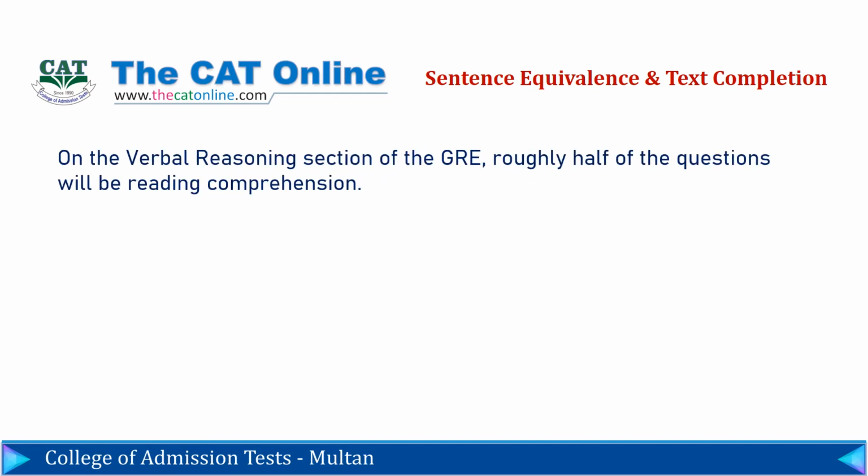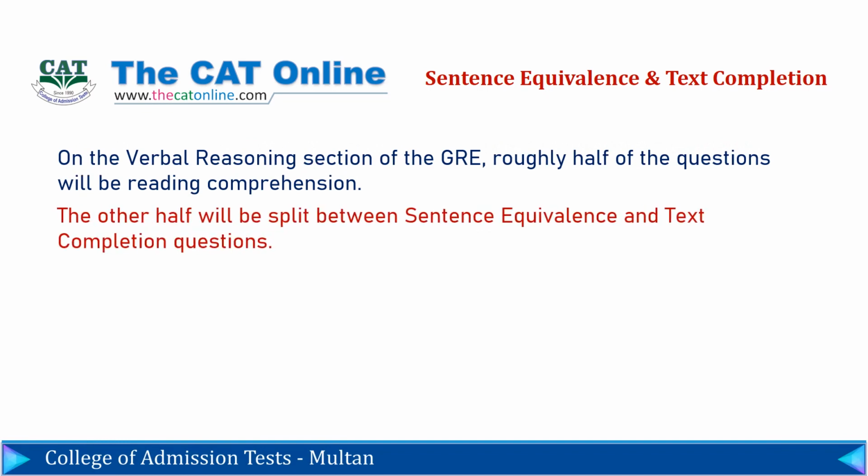On the verbal reasoning section of the GRE revised general test, roughly half of the questions will be reading comprehension. The other half will be split between sentence equivalence and text completion questions. Both of these questions are basically about vocab, but they test you in different ways.